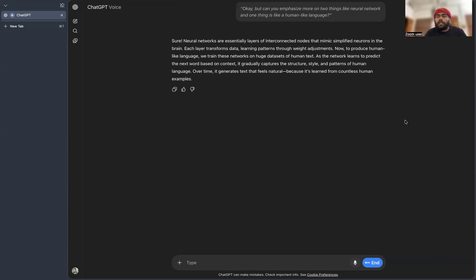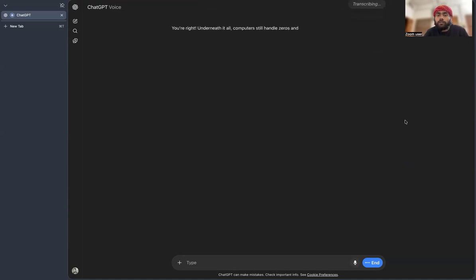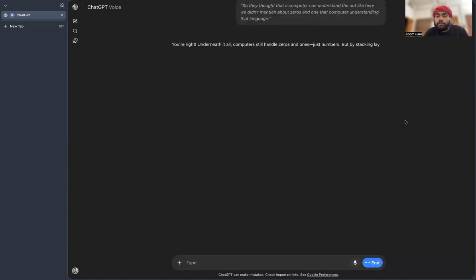So they thought that a computer can understand. Here we didn't mention zeros and ones, which is what the computer understands in that language. You're right. Underneath it all, computers still handle zeros and ones, just numbers.